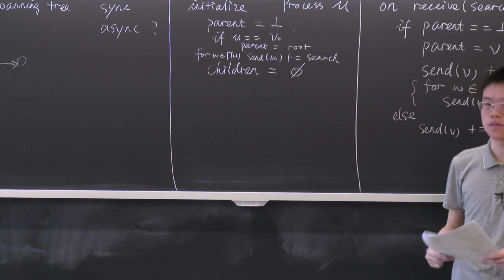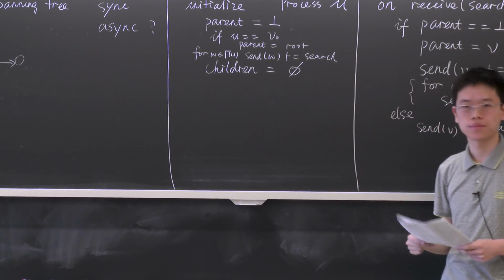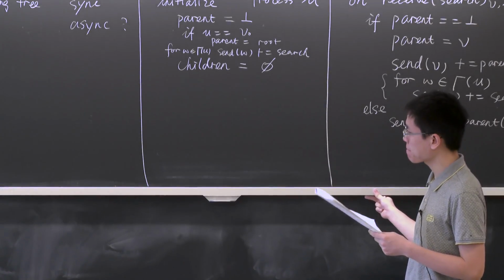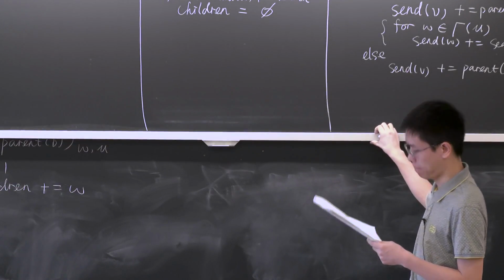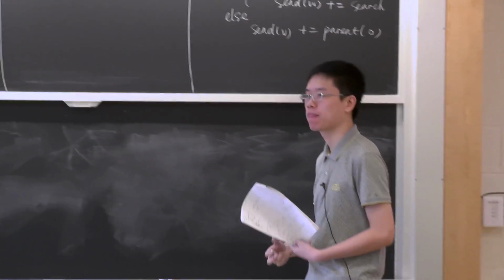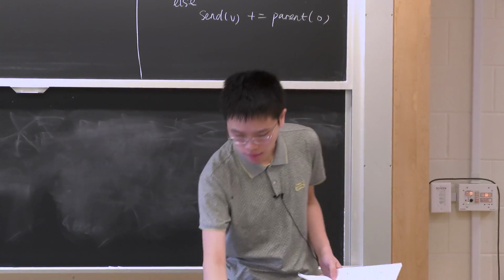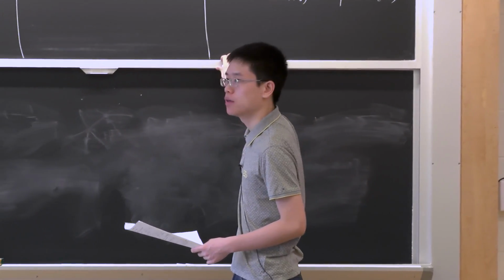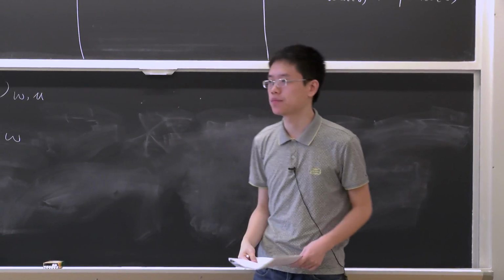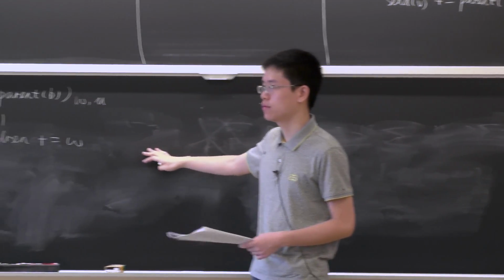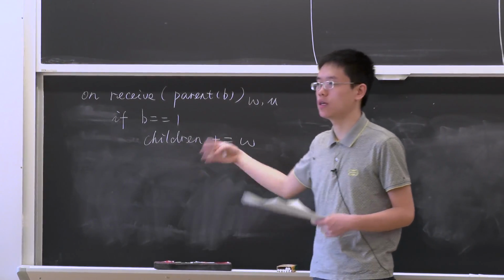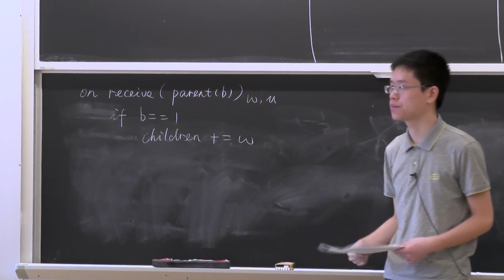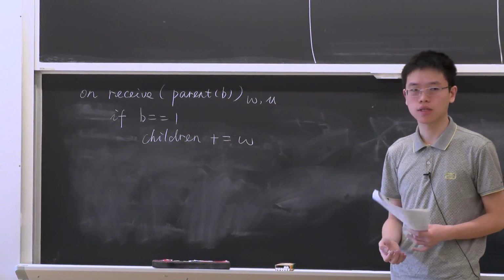Okay. This is a little crowded, but I hope it's still legible. Okay, this is already almost the correct algorithm, except that we don't know how to terminate. If we wait long enough, then everyone will receive all the responses, and everyone will know its parent and its child list. But how do we terminate?